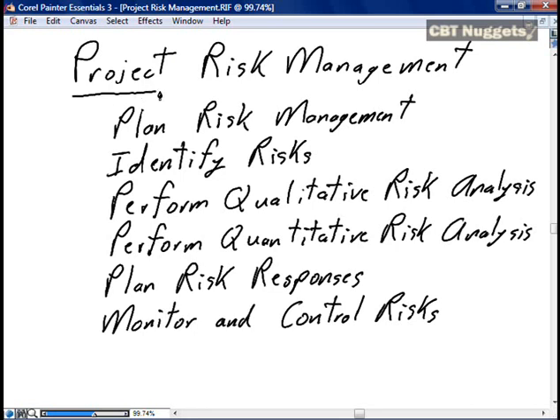This nugget is the first in 3 on project risk management. This nugget will focus on the first 2 components of project risk management as defined in the PMBOK, which is plan risk management and identify risks.